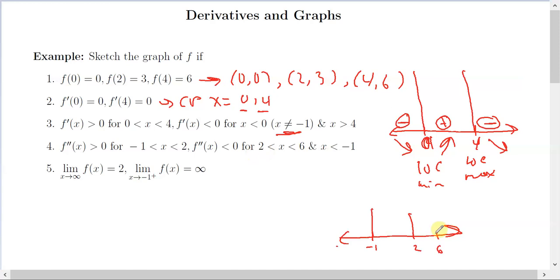So I've got my signs. It says the second derivative is positive between -1 and 2. So it's positive here. Positive concavity. It's upward like that. It's negative for x's between 2 and 6. And then for x less than -1, I'm not sure what it's supposed to be out here. Let's see.